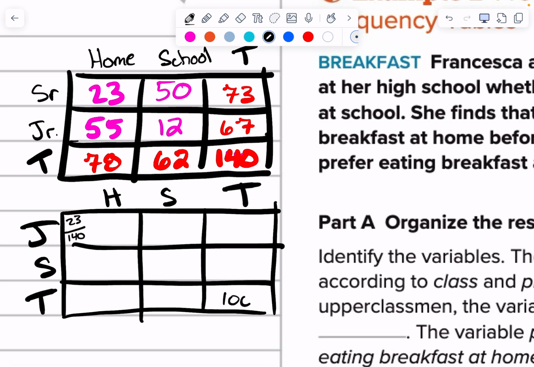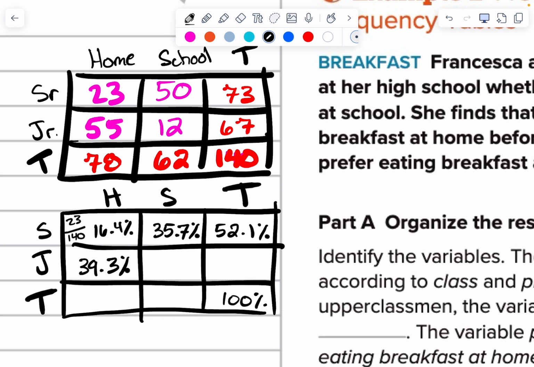I know this is 100%. Help me out. 16.4%. Keep going. 50 over 140 is 35.7. And then the next one is 52.1. Whoops, hold on. Senior, junior. First total 55.1 over here. 52.1, thank you. Really, this one should be these two added together, right? But whatever, it's fine. 140 is 39.3.